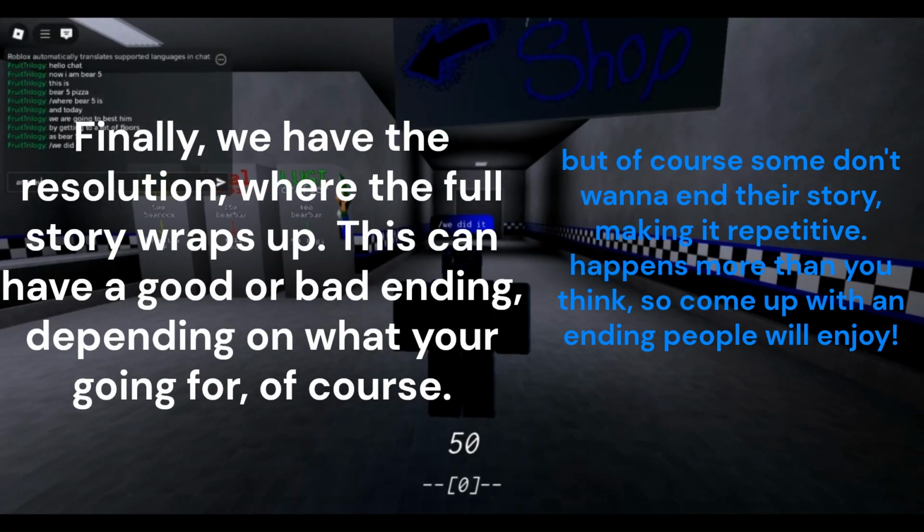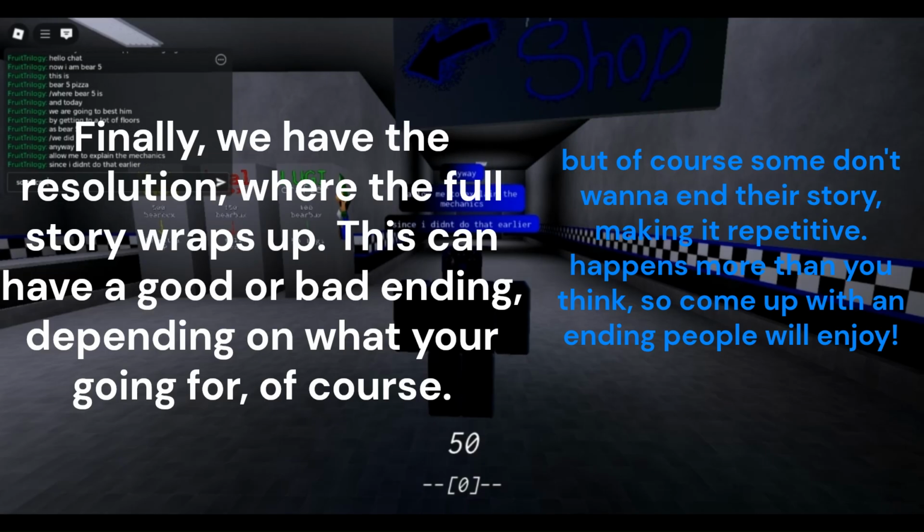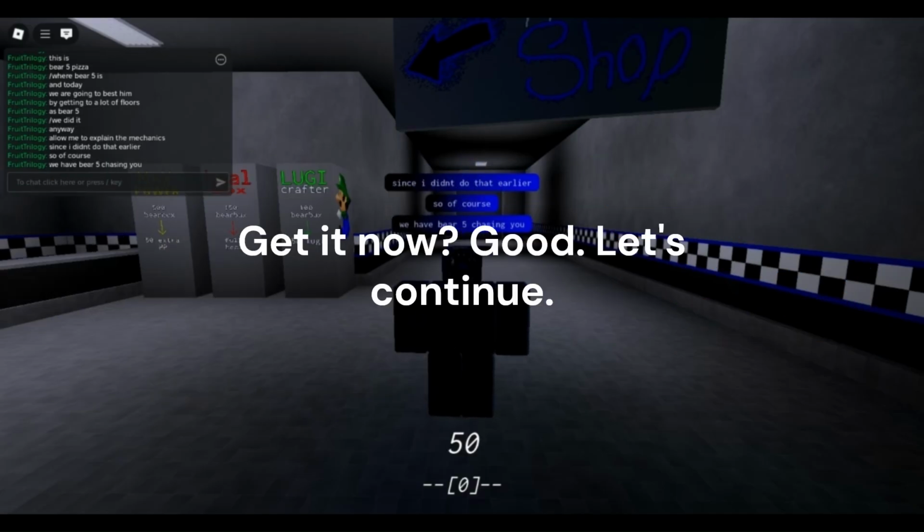Finally, we have the resolution, where the full story wraps up. This can have a good or bad ending, depending on what you're going for. Make sure you actually end your story, or it becomes repetitive. Happens more than you think, so come up with an ending people will enjoy.